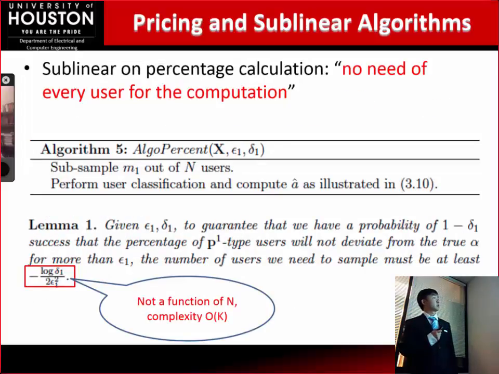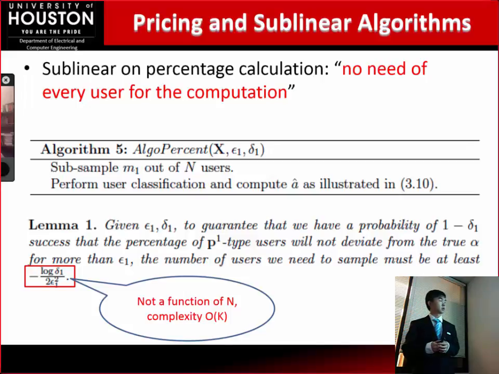So first we use the sublinear algorithm on the percentage calculation. The underlying philosophy is that there is no need for every user to be taken into account for the computation. So for the large number of users, we only subsample M1 out of the total user pool, and then we perform the classification and compute alpha as illustrated.